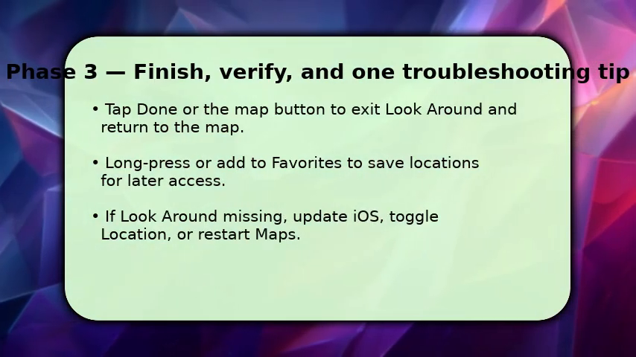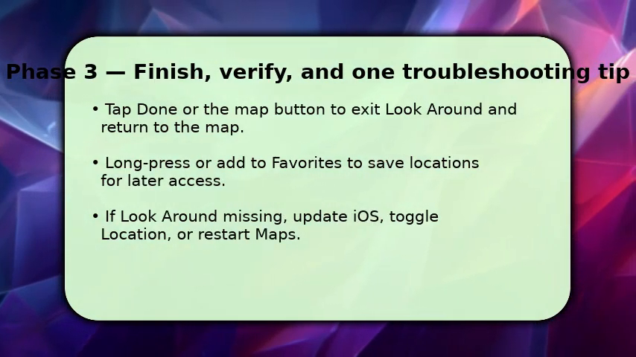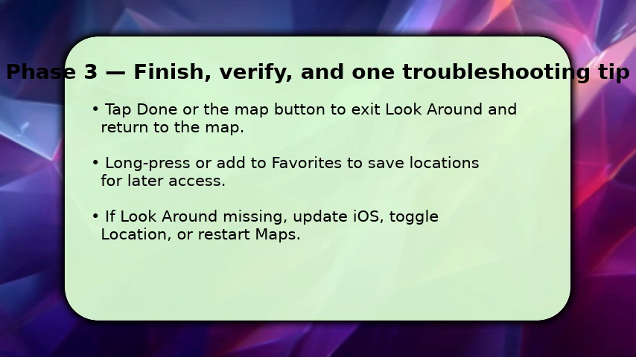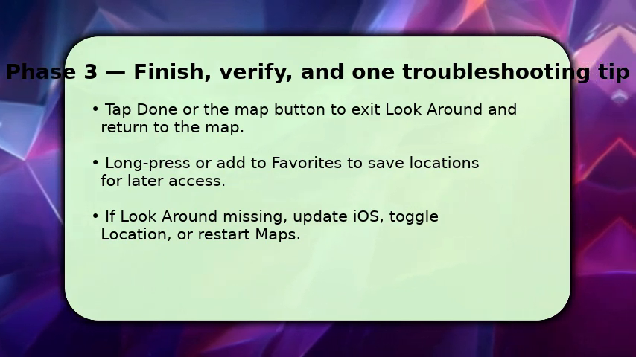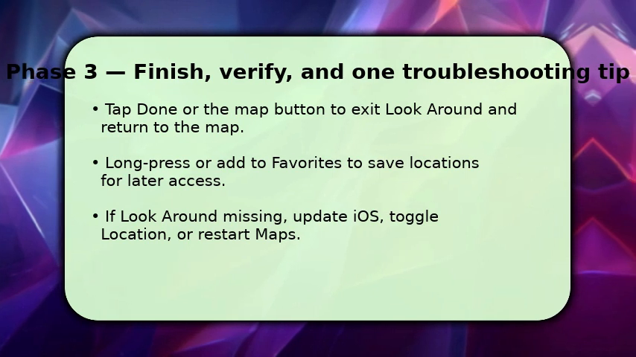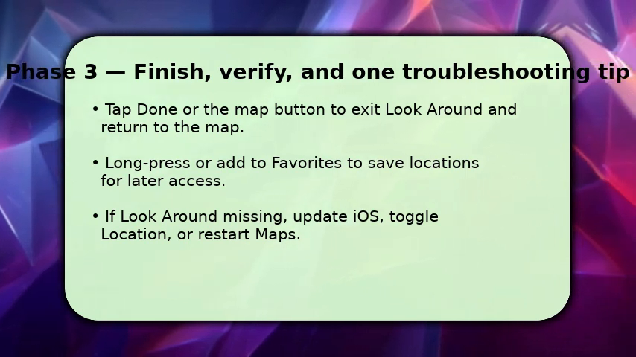To finish, tap Done or the map icon to return to the regular map view. This preserves your zoom and orientation. If you want quick access later, add the place to favorites or long press the pin to save it.